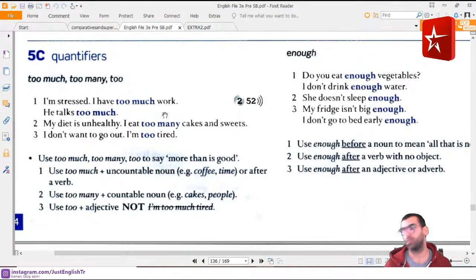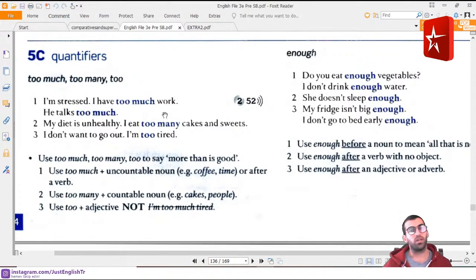The second rule is about too many. Too many, as you see, we use with countable nouns. For example, I have too many books. Doğan says, what about so much? So much is different. This is the grammar with so and such. In the next lesson, I can talk about so and so much. I will let you know how we can use them, Doğan. But in today's lesson, we should focus on quantifiers.